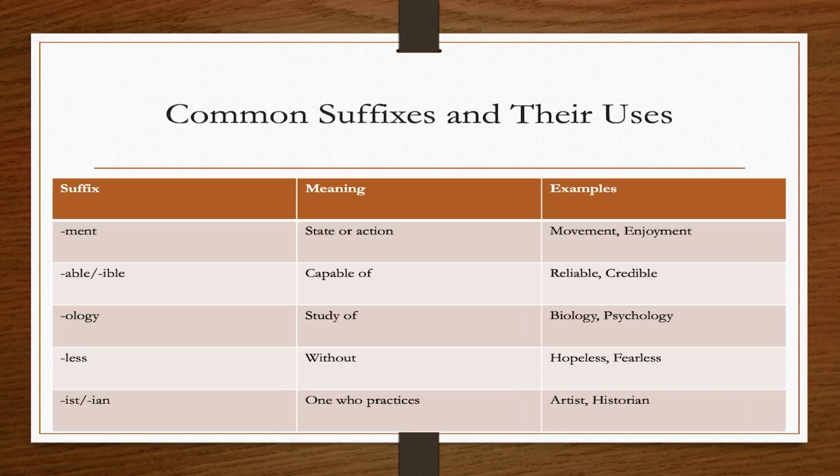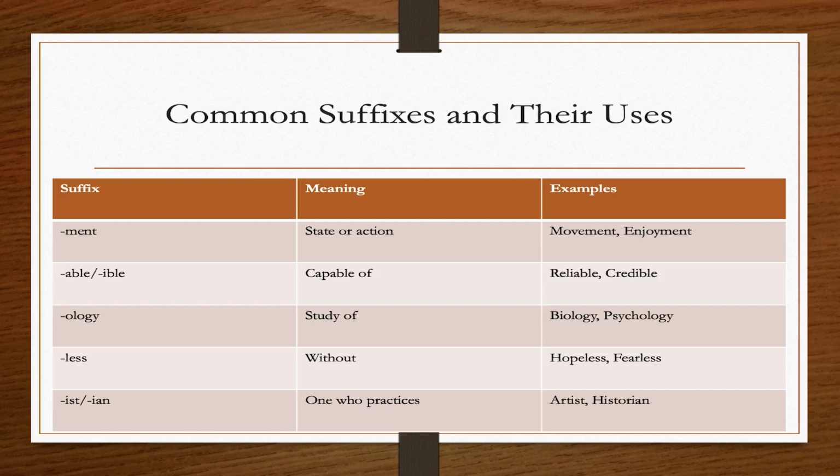Moving ahead, common suffixes and their use. Now, as prefixes are fixed before the word, suffixes actually come after the word and give us the desired meaning. Now, 5 examples are here. The examples are, first, ment, M-E-N-T, that is state or action. Okay, enjoyment or movement.